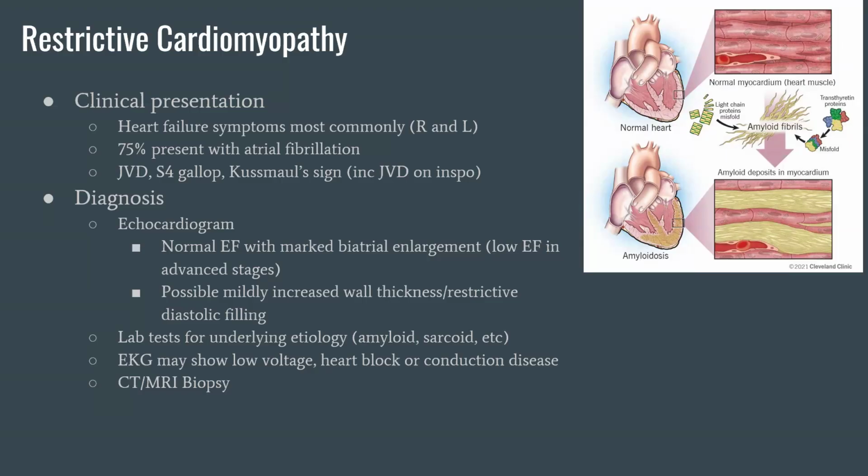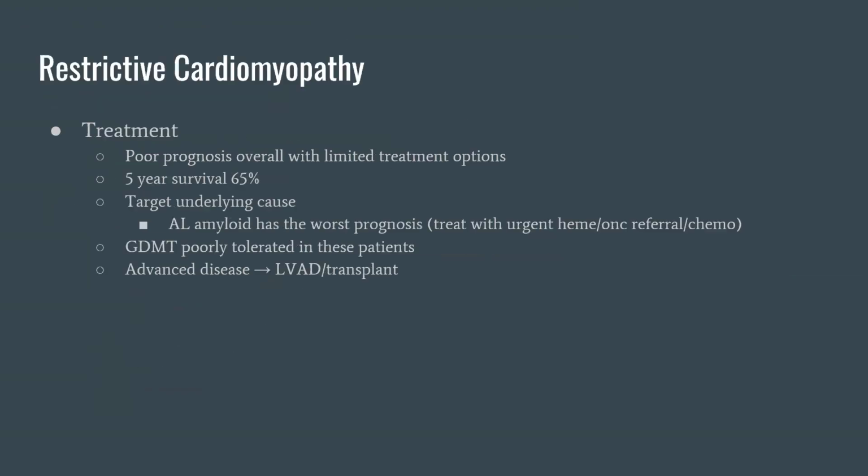So if you have diastolic dysfunction with biatrial enlargement and a low voltage EKG, you start to think this could be amyloid, something restrictive. You can get a CT to look at this, or an MRI. Ultimately, you get a biopsy to definitively diagnose this.